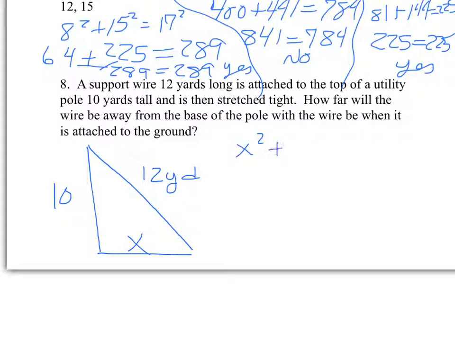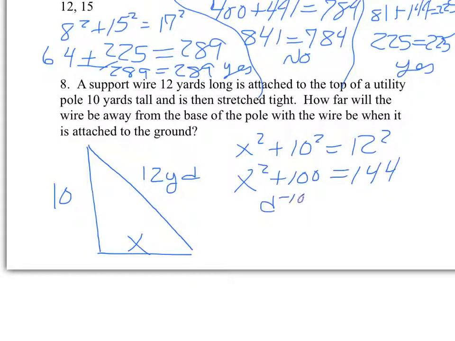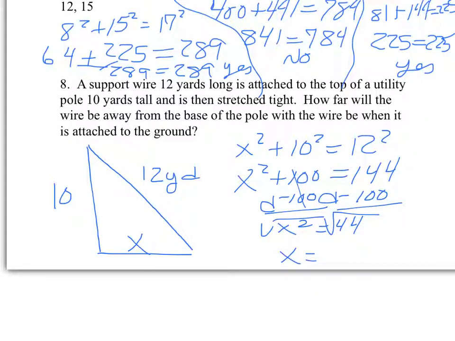So x squared plus 10 squared equals 12 squared. X squared plus 100 equals 144. Add negative 100 to each side. X squared equals 44. Square root each side. And when I square root 44, I get x equaling 6.6 yards. We do need a label. Please make sure you remember to label your answers.